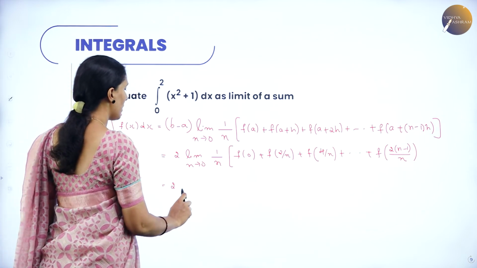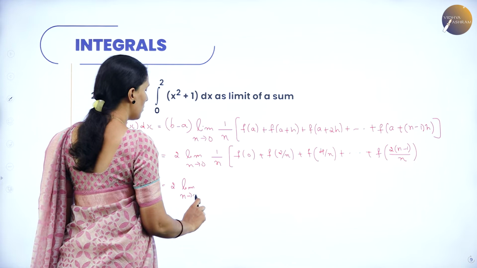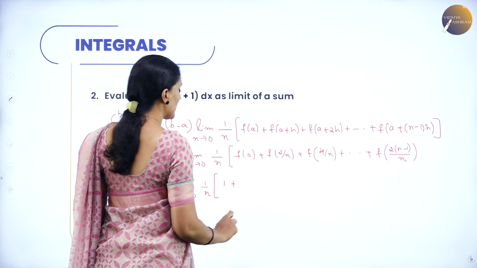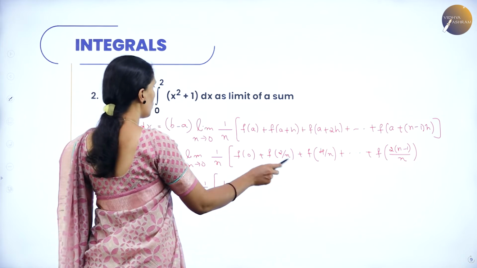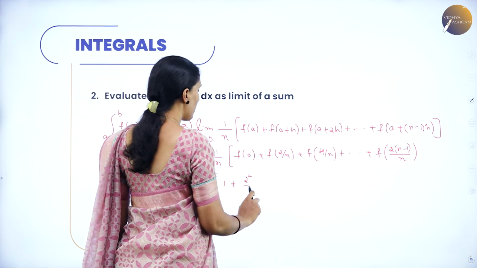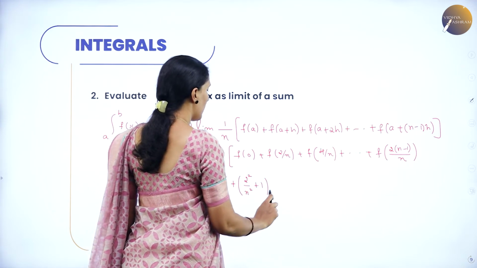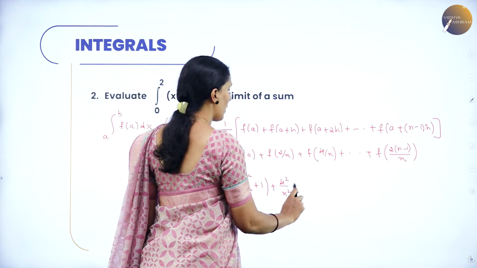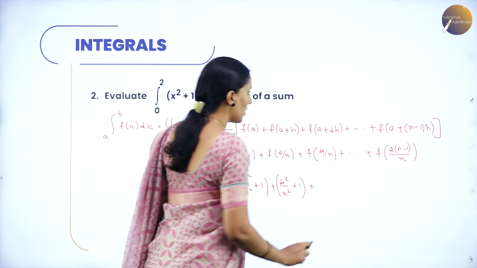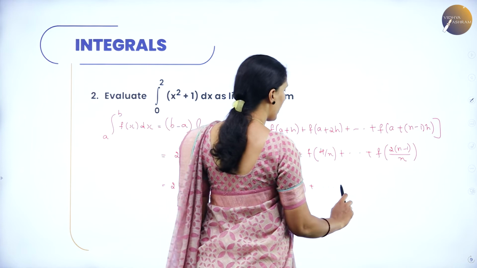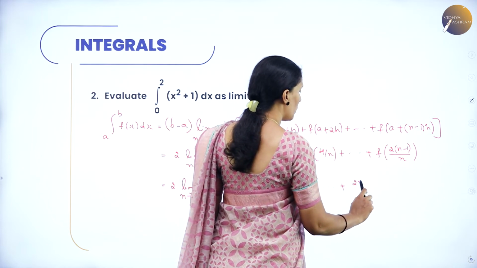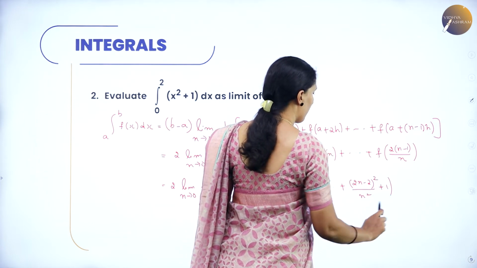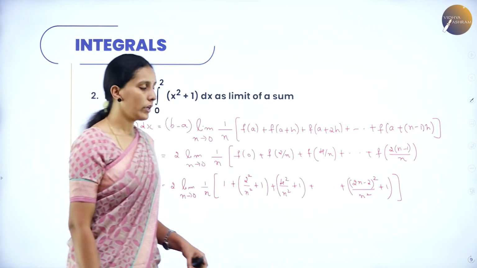Therefore this is 2 times limit as n tends to 0, 1 by n into f of 0, which is 1, plus f of 2 by n. So it is 2 square by n square plus 1. Next this is 4 by n, so it is 4 square by n square plus 1, plus etc. So here it is again 2 square, or we can write it as 2n minus 2 whole square divided by n square plus 1. So this is how we are going to express it.